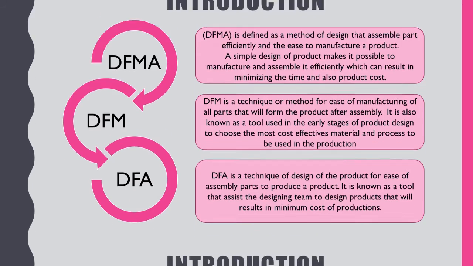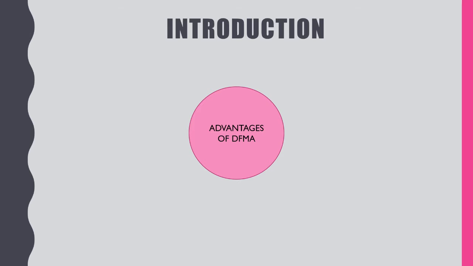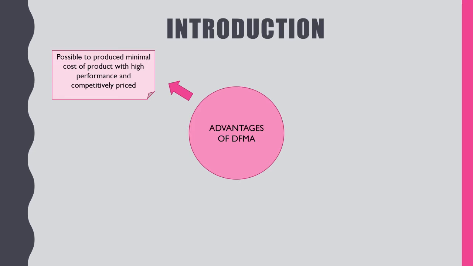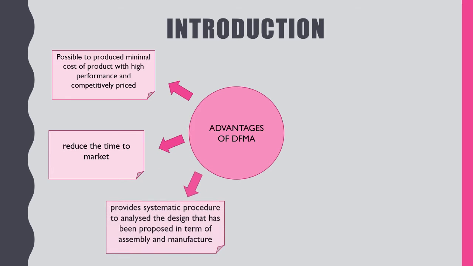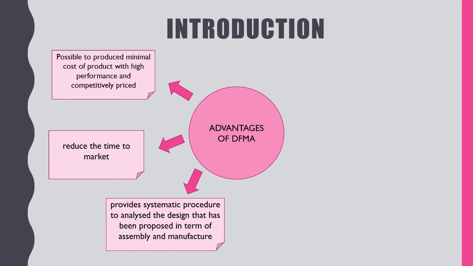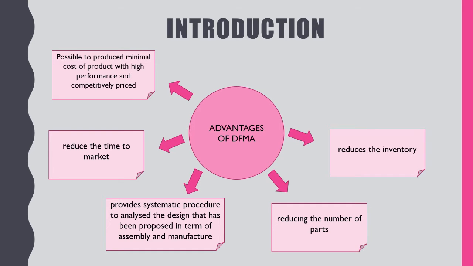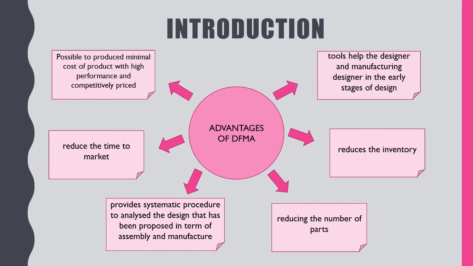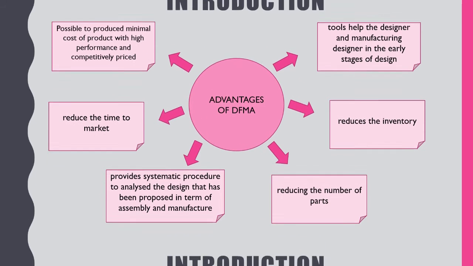cost of production. So there are some advantages of DFMA. By applying DFMA, it is possible to produce a product at minimal cost with high performance and competitively priced. It can reduce the time to market. It also provides a systematic procedure to analyze the design that has been proposed in terms of assembly and manufacture. Apart from that, it also can help in reducing the number of parts, which will result in reducing the inventory. And lastly, it is a tool that helps the designer and manufacturing designer in the early stage of design.